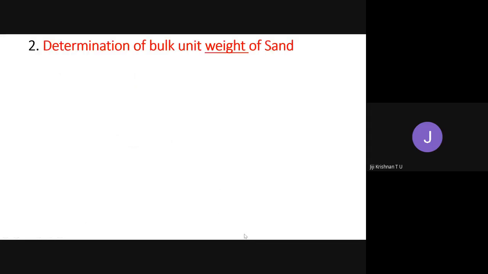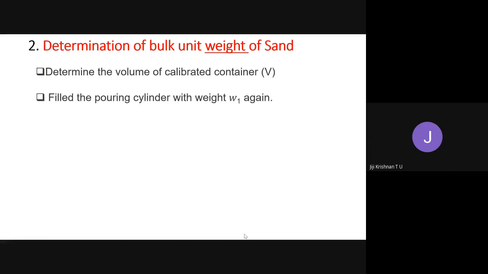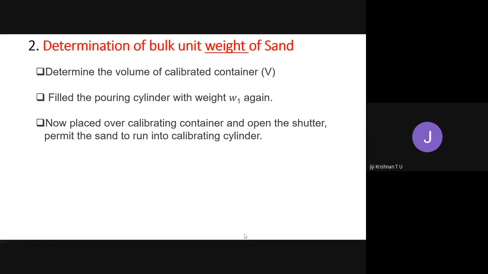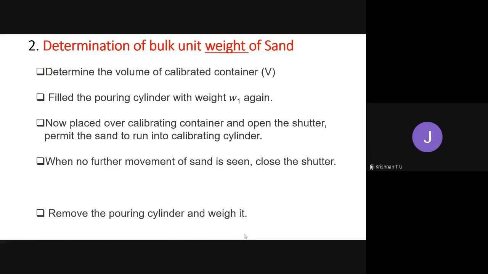Determination of bulk unit weight of sand. Determine the volume of calibrating container. Fill the pouring cylinder with weight W1 again. Now place the calibrating container and open the shutter. Permit the sand to run into the calibrating cylinder. When no further movement of sand is seen, close the shutter. Remove the pouring cylinder and weigh it.